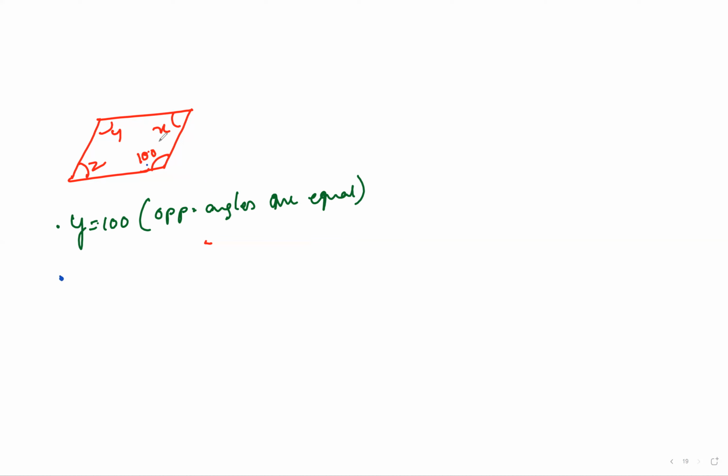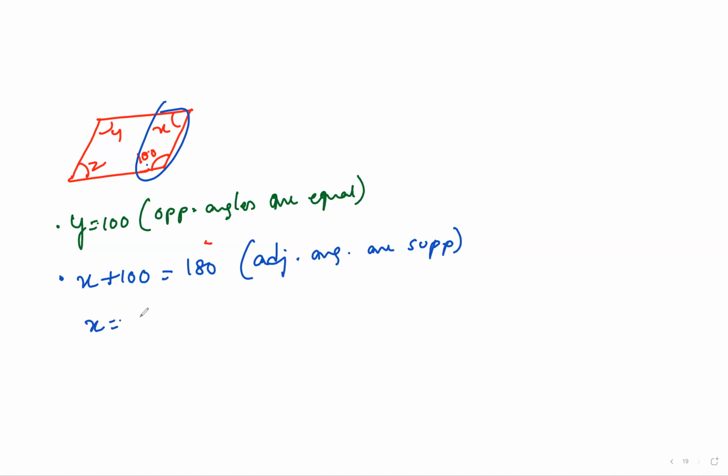So then what is the concept we can use? Once it is 100, what are these two angles? Supplementary. x plus 100 is equal to 180 degrees. What is the reason? Adjacent angles are supplementary. So x is equal to 180 minus 100, that is equal to 80 degrees. And once x is equal to 80, z is also 80 degrees because opposite angles are equal. Yes, the same thing you have to follow.